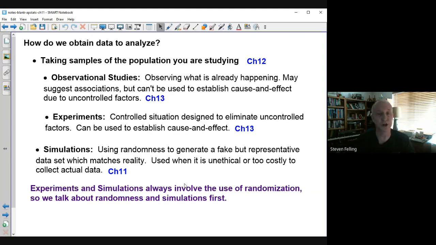So we're first going to talk about randomness. So in Chapter 11, we're talking about just randomness, and we're talking about simulating data by using randomness to create a data set when it's too impractical or unethical to collect the data in a real way. And then in Chapter 12 and 13, we'll talk about collecting data from the real world.